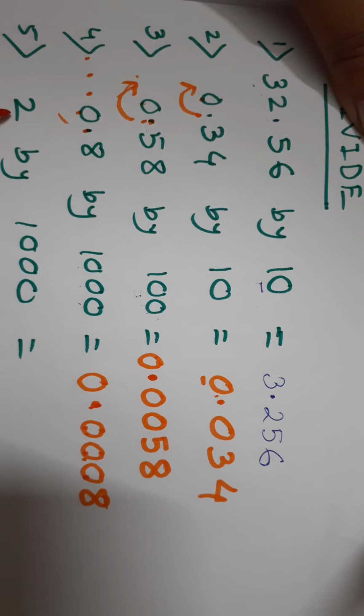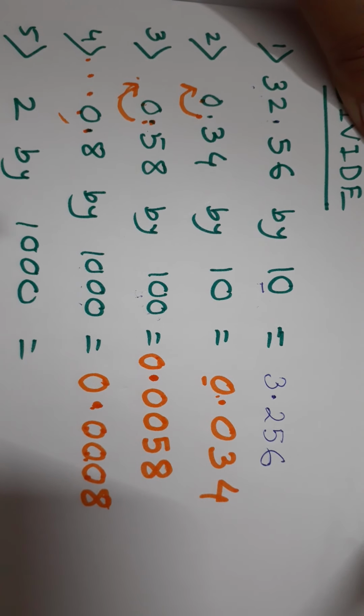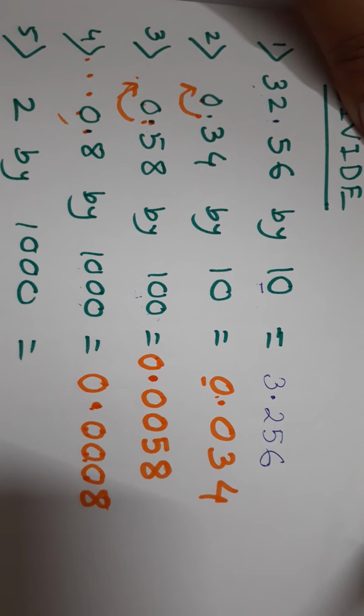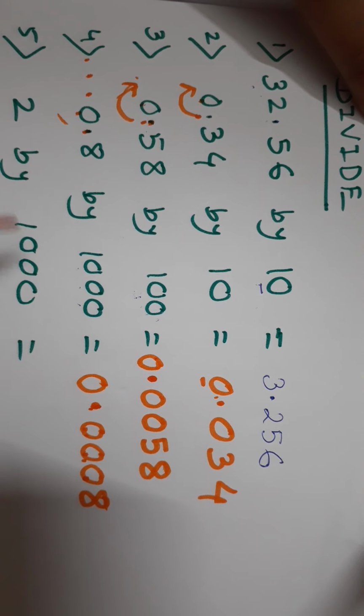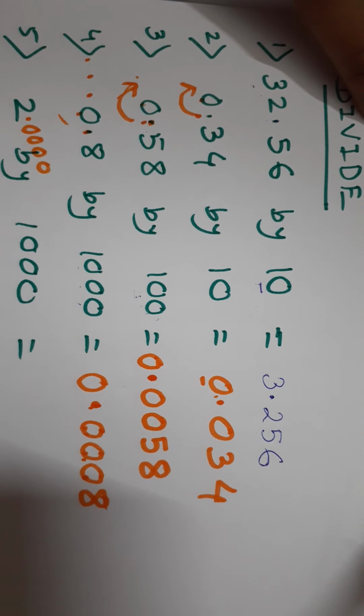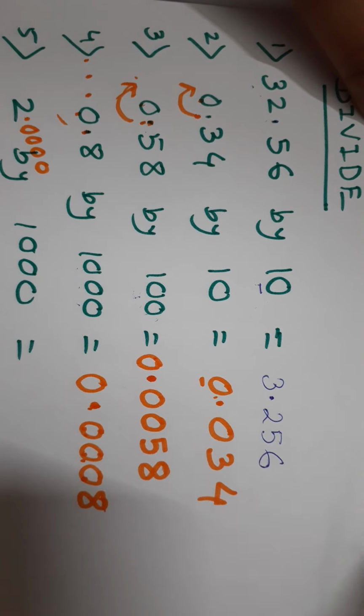Next, it is only 2. You can see there is no decimal point. This is a whole number. Whole number means we can write 2.0 or 2.00 or 2.000. That means after the 2, we can add many zeros like this. So we are considering here only 1 zero. No need to consider this many zeros.